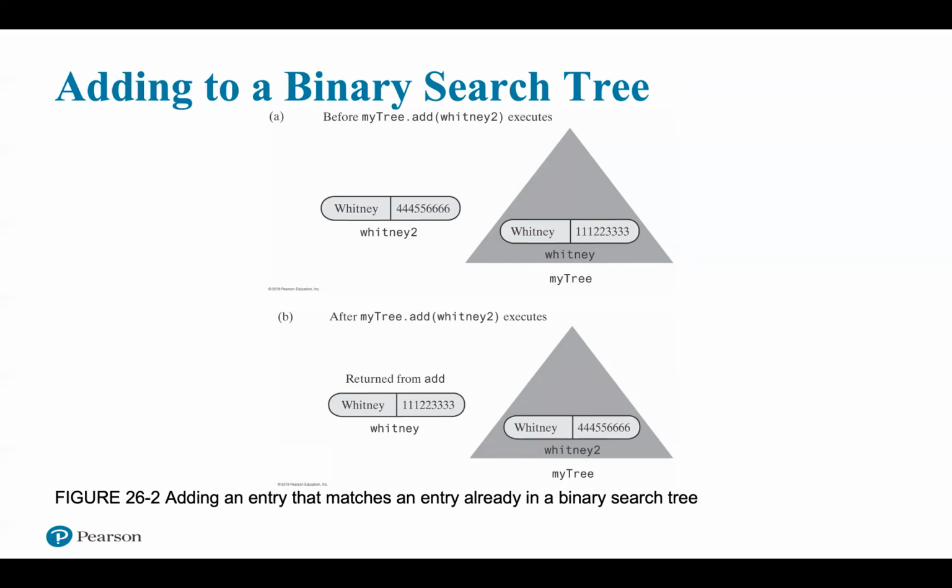Now suppose we try to add another Whitney who has a different identification number. Person whitney2 = new Person("Whitney", "444556666"); returnValue = myTree.add(whitney2).